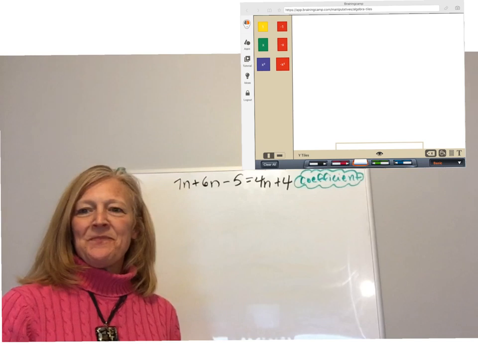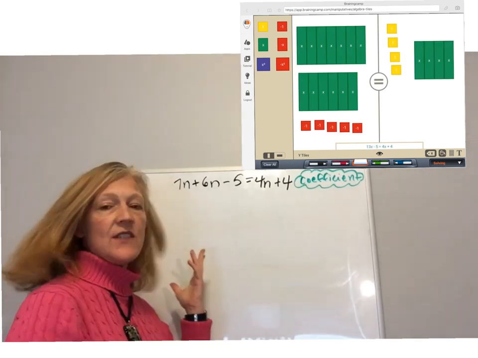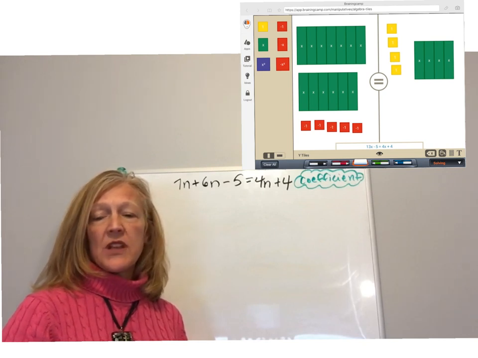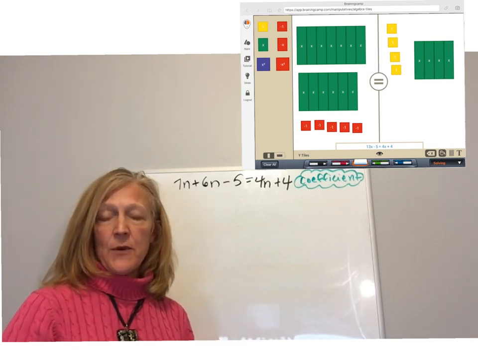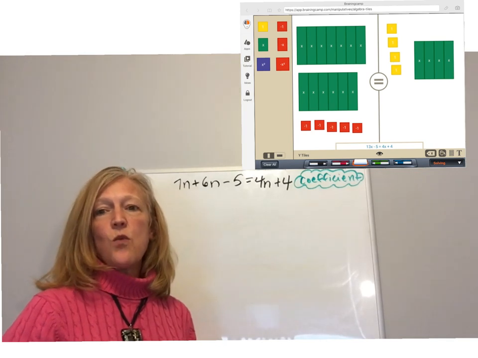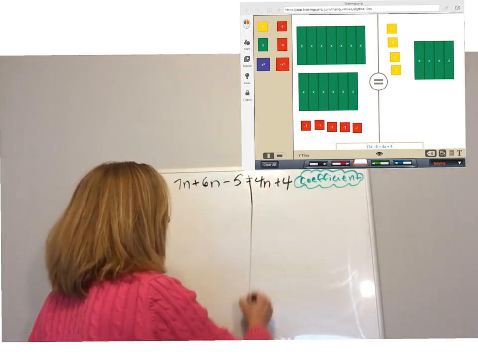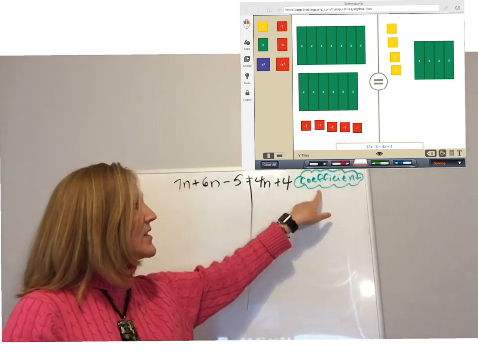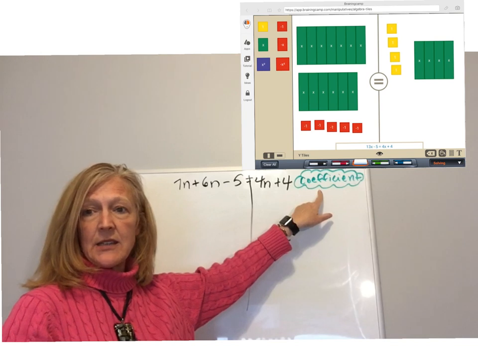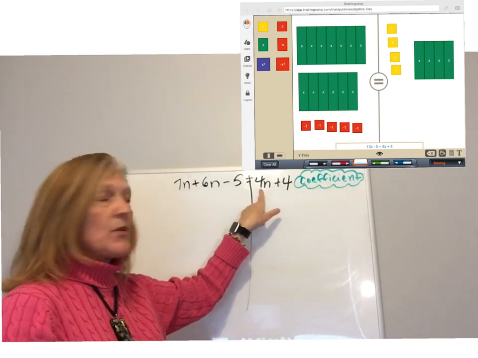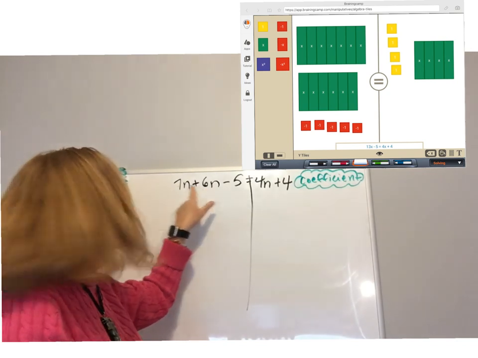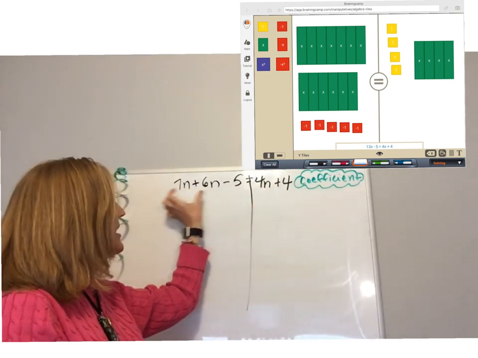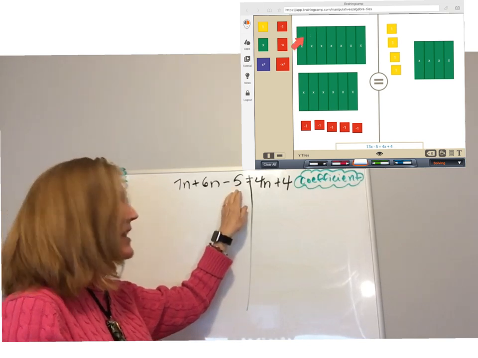Okay, ladies and gentlemen, the next equation I want to look at is 7n plus 6n minus 5 equals 4n plus 4. So write that down on your paper. And again, we want to make sure we know where the two sides of the equation are because we have to keep them balanced. We also want to keep in mind this word coefficient again. Remember what that means. That's the number in front of the variable that tells us how many of that variable we have. We have 4n's, that's one term, 6n's, 7n's, and then these are constants.